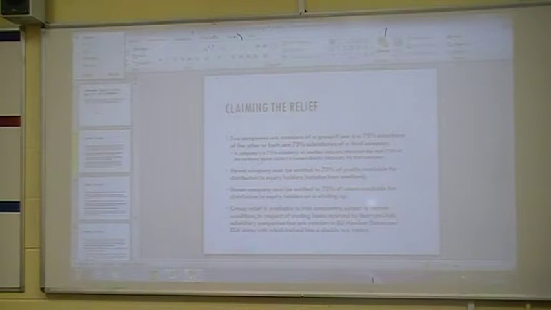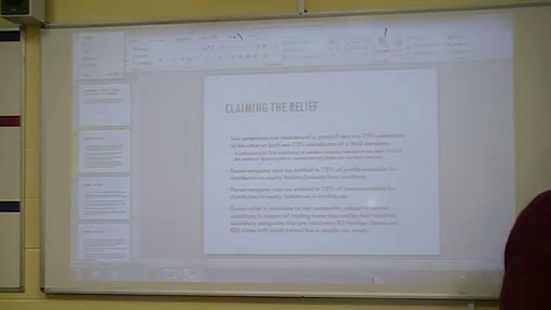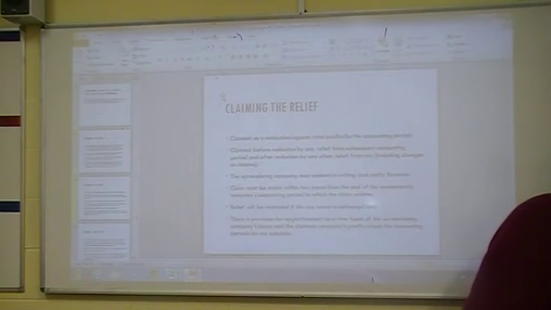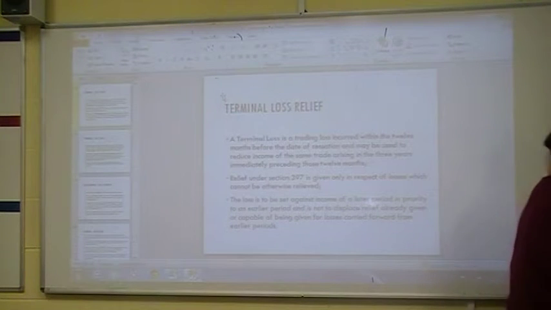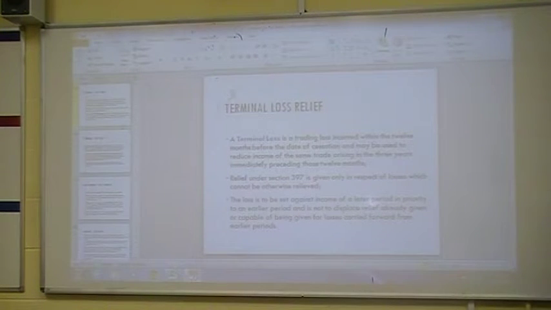I know I just read a small bit about the terminal loss, but on page 12 it's about the terminal loss again, going back to the other slides. A terminal loss is a trading loss incurred within 12 months before the date of cessation and may be used to reduce income of the same trade arising in the 3 years immediately preceding those 12 months. So when you're ceasing and you make a loss, you can go back 3 years and bring that loss back for 3 years.